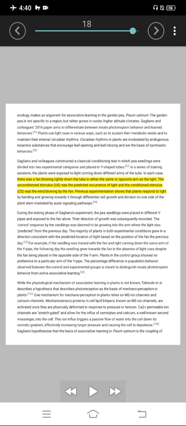The conditioned stimulus, CS, was the wind blowing by the fan. Previous experimentation shows that plants respond to light by bending and growing towards it through differential cell growth and division on one side of the plant stem mediated by auxin signaling pathways.